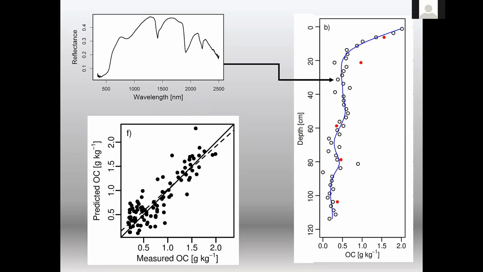In this case, we're showing on the right-hand side one soil profile where each white dot represents a place where we've collected a spectral observation using our VIS&IR probe. Then, using that unique spectral data, we predicted the soil's organic carbon content, and that's mapped on the x-axis of that left-hand figure.